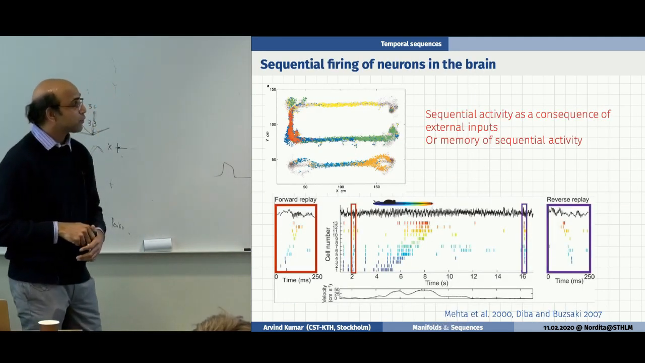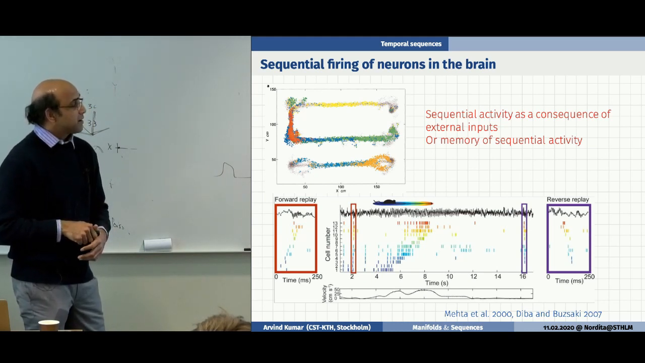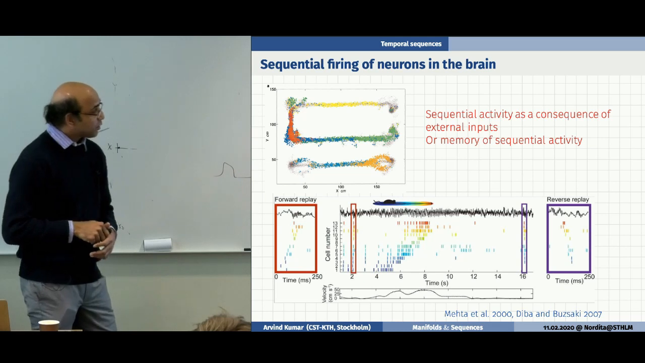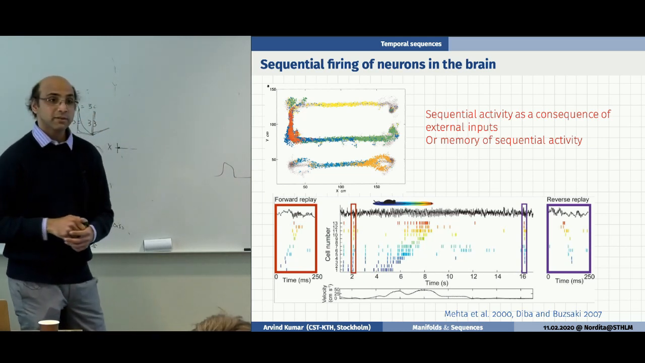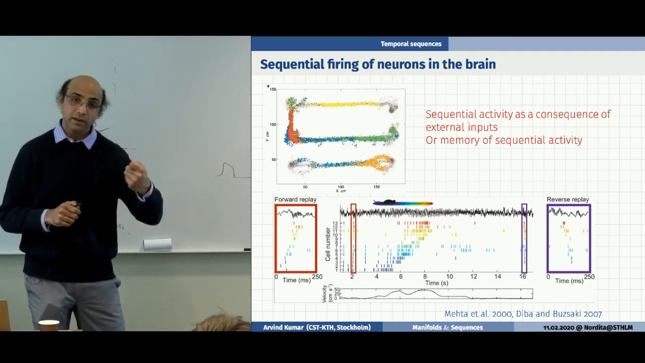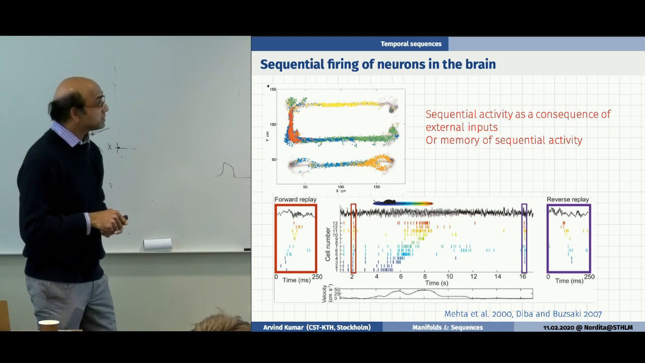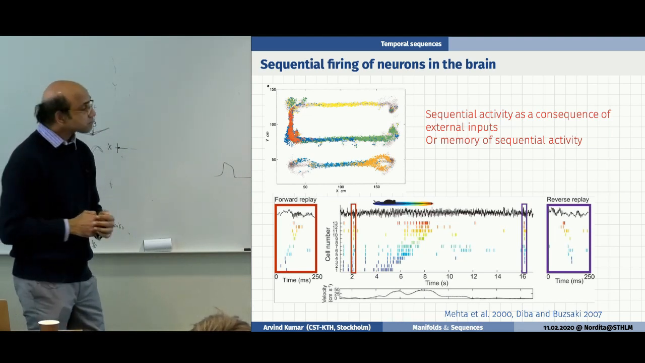This was already known for hippocampus, where you see the sequences of place cells, not only when the animal is running, but also when the animal is planning to run or maybe remembering its previous runs. Meaning that these sequences are not just driven by the external inputs, as perhaps you would imagine in these cases, but they are also internally generated.